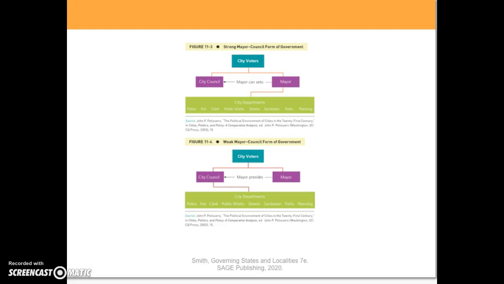This is a quick chart. I'm just going to skip through this, but I'll leave a copy of the PowerPoint for you to look at at your leisure if you wish.